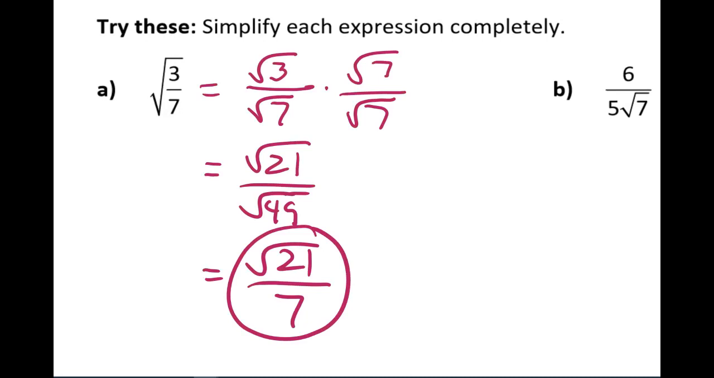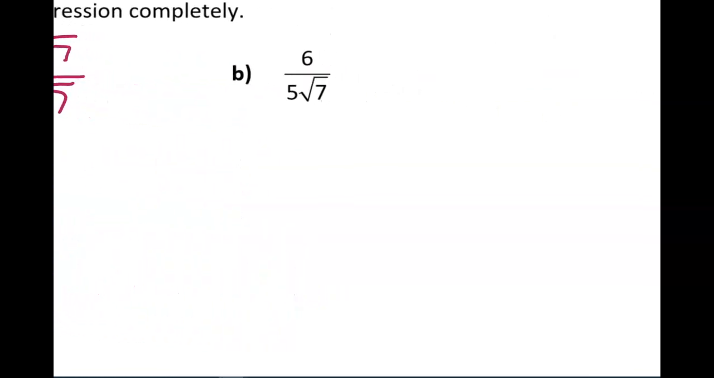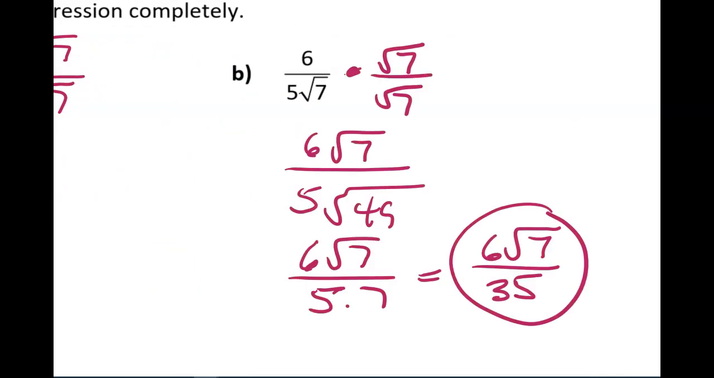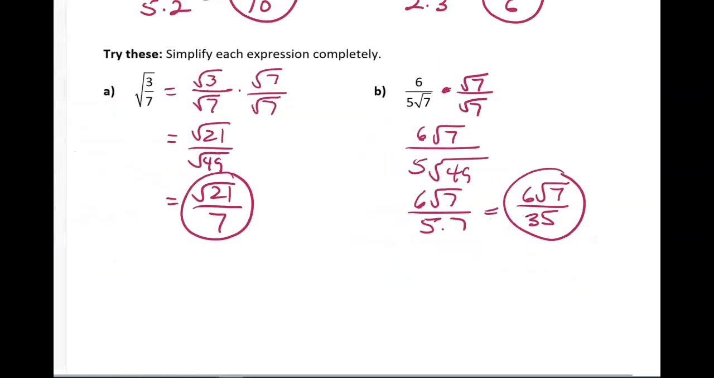All right, final answer on this one, square root of 21 over 7. All right, now let's try b, 6 over 5 times the square root of 7. Final result on this one is 6 times the square root of 7 over 35. And that's it for this section.